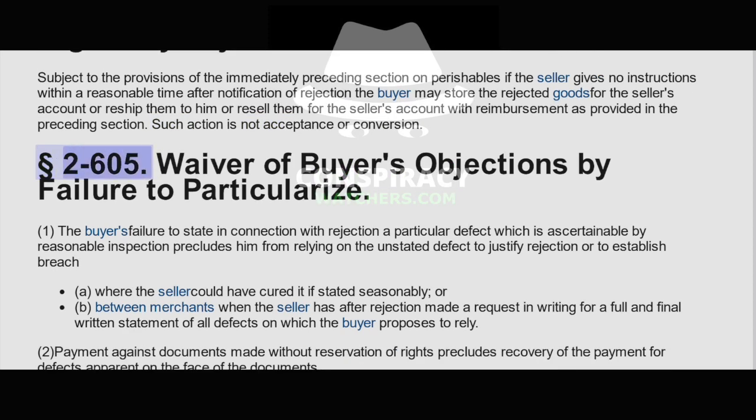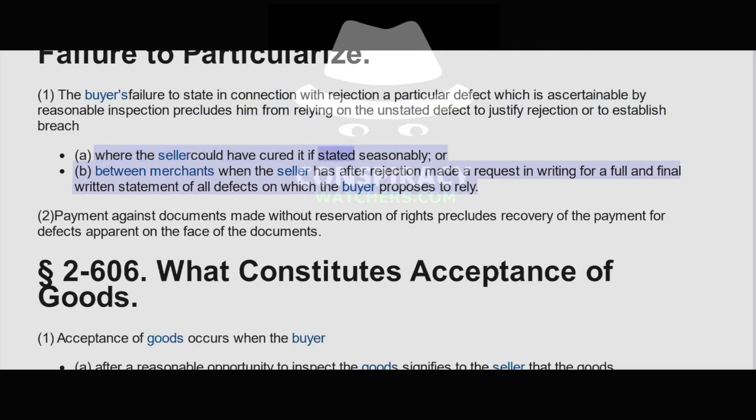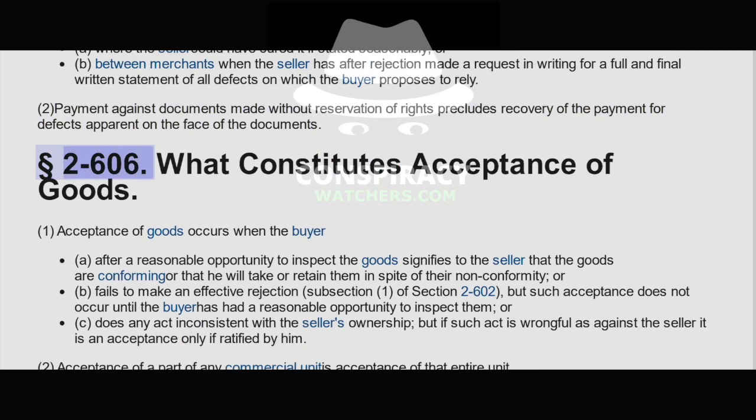Section 2-605. Waiver of buyer's objections by failure to particularize. The buyer's failure to state in connection with rejection a particular defect which is ascertainable by reasonable inspection precludes him from relying on the unstated defect to justify rejection or to establish breach. Where the seller could have cured it if stated seasonably, or between merchants when the seller has after rejection made a request in writing for a full and final written statement of all defects on which the buyer proposes to rely. Payment against documents made without reservation of rights precludes recovery of the payment for defects apparent on the face of the documents.